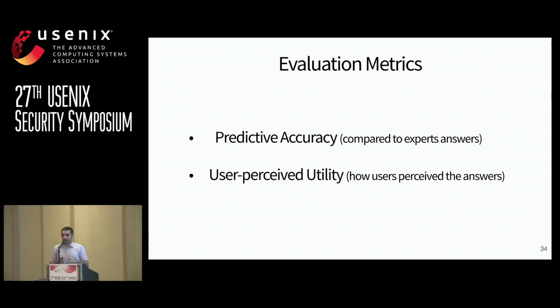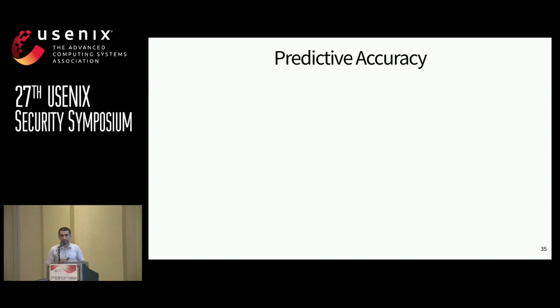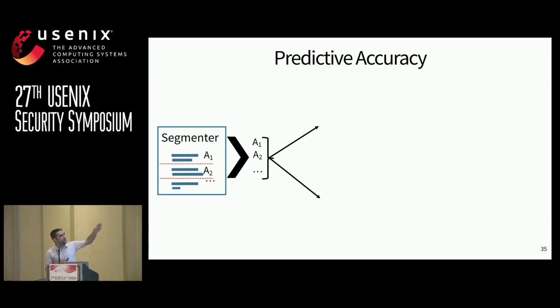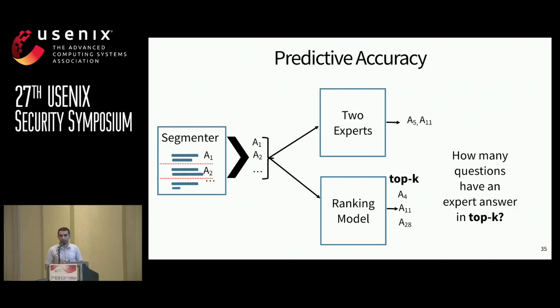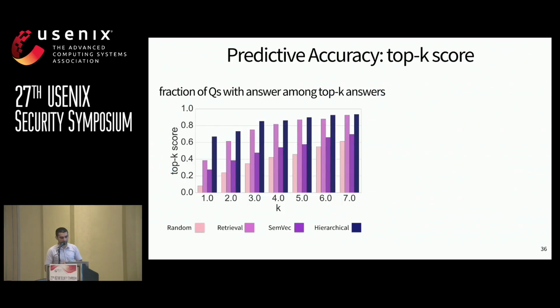So we evaluated our models according to predictive accuracy and user perceived utility. Predictive accuracy compared to expert answers, and for user perceived utility, we did a user study in order to assess the quality of these answers. So I will talk about predictive accuracy. What we do is that, given these answers that we have from the segmenter, we ask experts what are the answers to a given question, so A5 and A11, and with each ranking model we get the answers also. And the question is, how many of these questions have an expert answer in top K? So top 1 means that we got the first answer as correct.